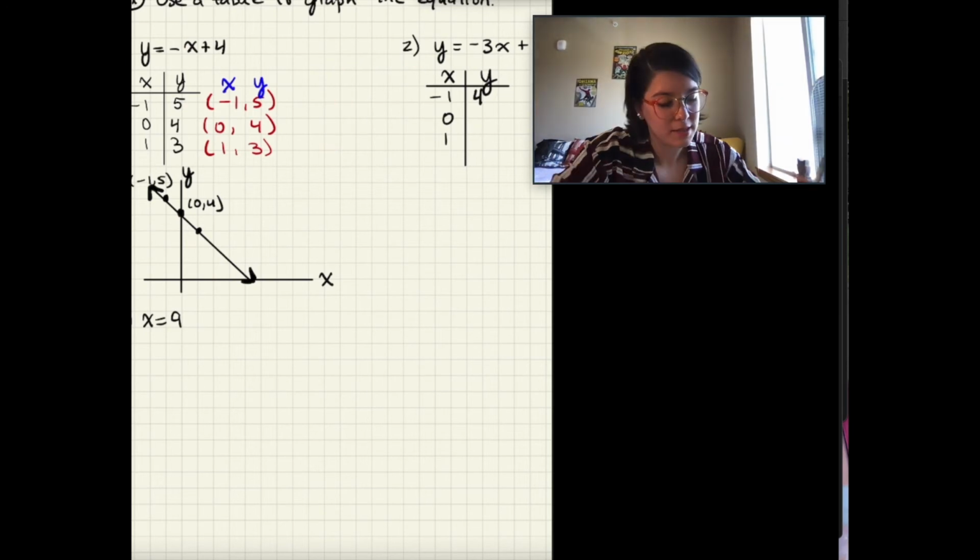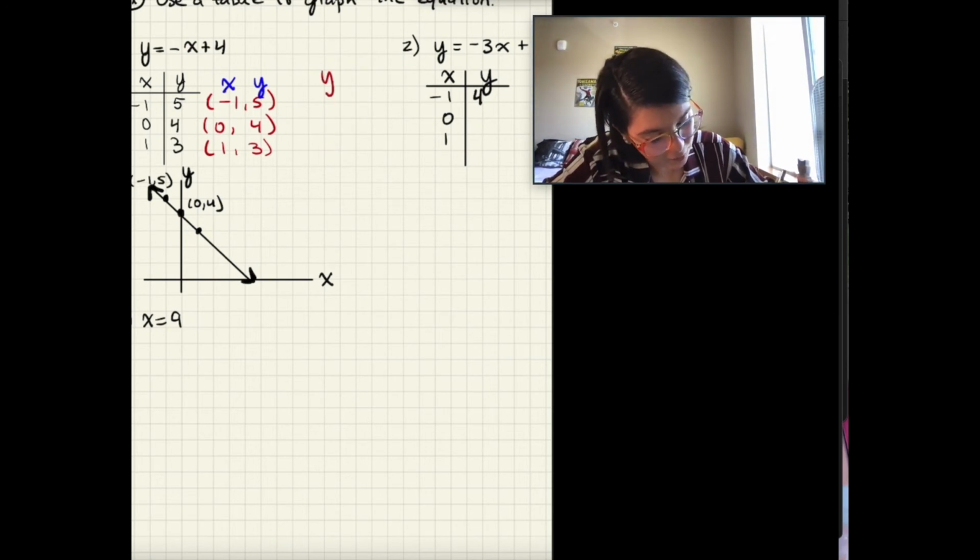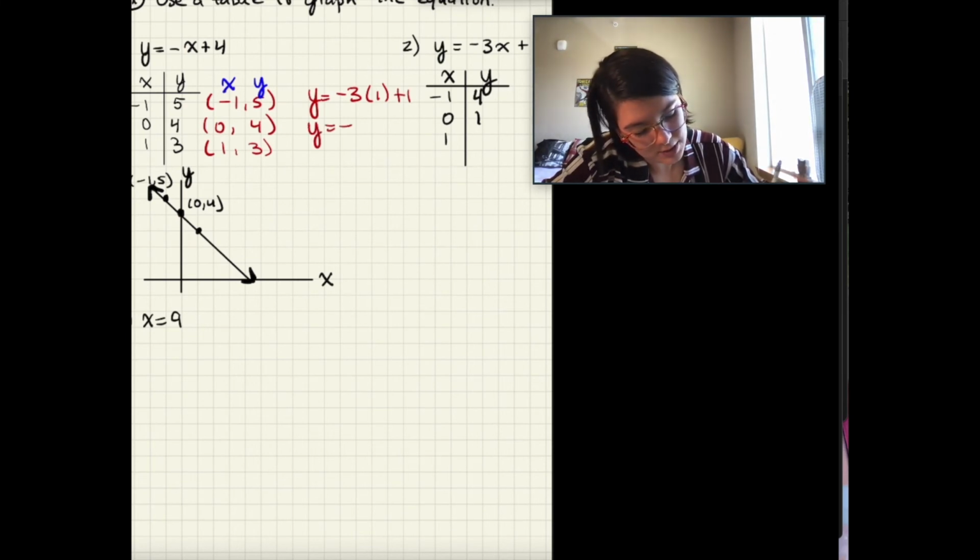If we wanted to plug in 0 for x, we get y is -3 times 0 plus 1. Well, anything times 0 is just 0, so we get y is equal to 1. And finally, if we wanted to plug in 1, we would get y is equal to -3 times 1 plus 1, which will give us -3 times 1, which is just -3, plus 1, so y is -2.